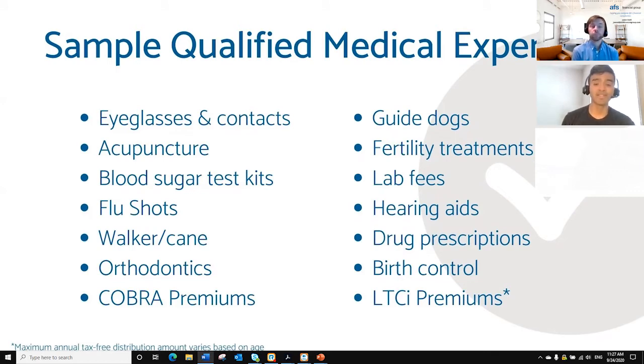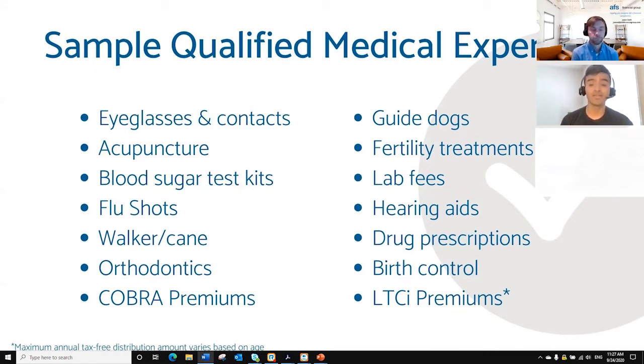Now, it is good to keep documentation, of course, just to be sure that if you ever get audited, it was a medical expense. In general, when it comes to qualified medical expenses, the IRS says that a qualified medical expense is one that generally would qualify for the medical and dental expense deduction. So anything that falls within that realm can be used by an HSA.